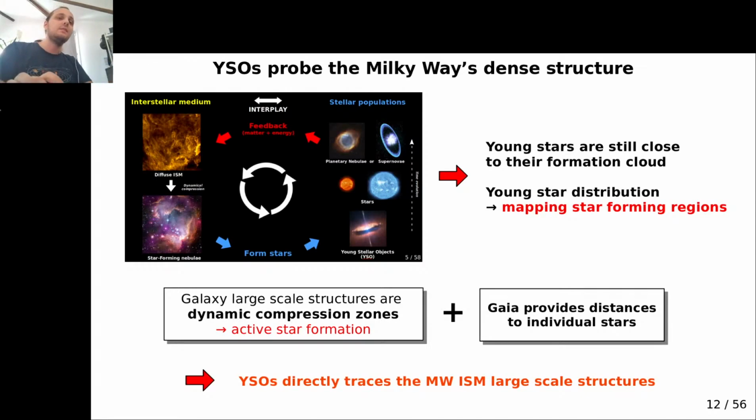And if you combine this information with the fact that the large-scale structures of the Milky Way, at least for the interstellar medium, are traced by active star formation, and with the fact that Gaia provides distances to individual stars, it should mean that YSOs can be used to directly trace the Milky Way large-scale structures of the ISM.